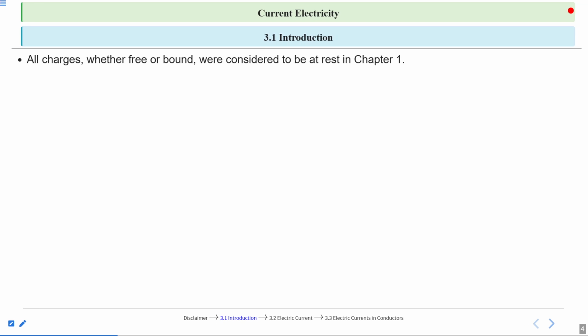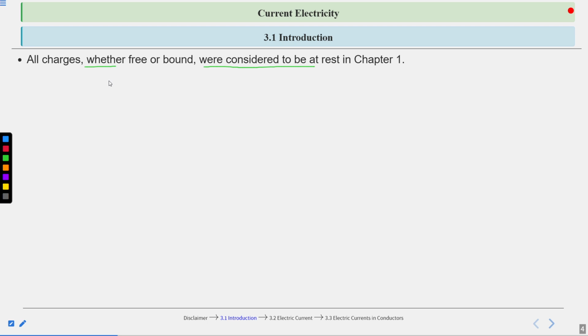All charges, whether free or bound, we considered to be at rest in chapter 1. In this chapter we are dealing with moving charges. Okay, current. What is current? Due to moving charges. In the last chapter, chapter 1, what we discussed was stationary charges.